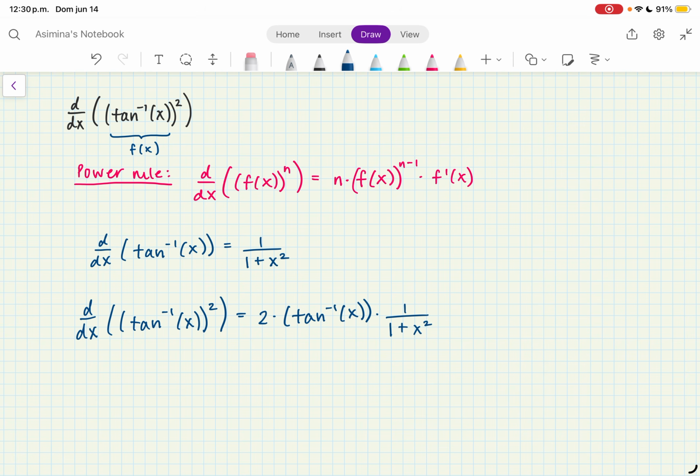And so this is our final answer. Just by looking at this, there's nothing we can really do to simplify this. This is as nice as it gets.